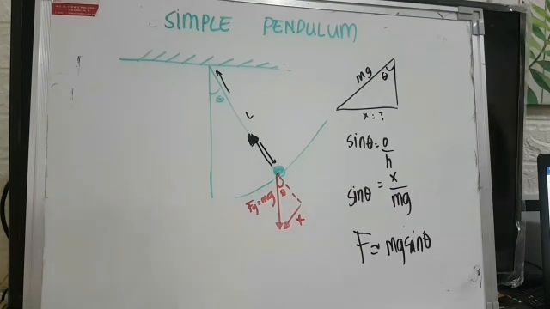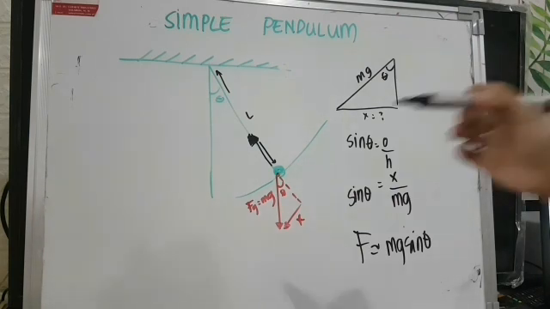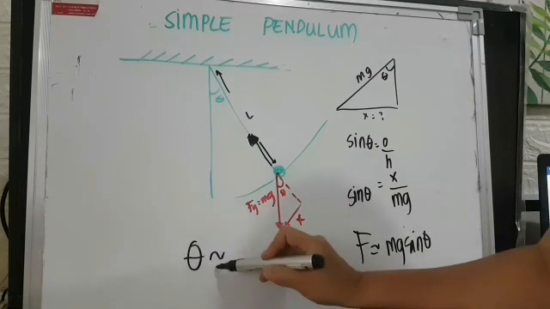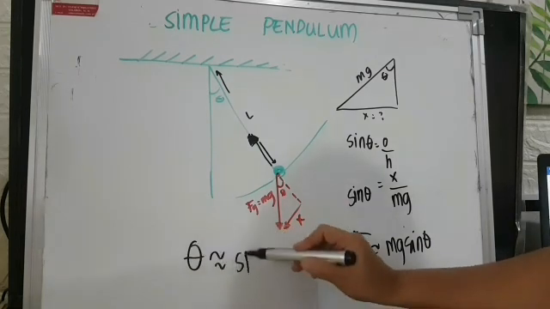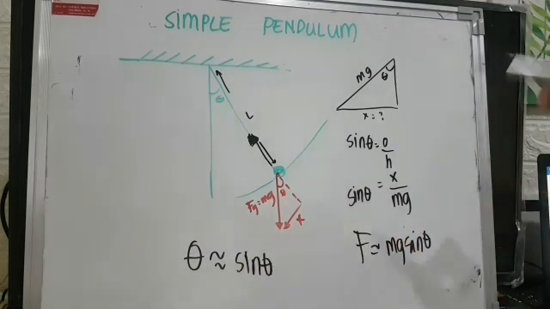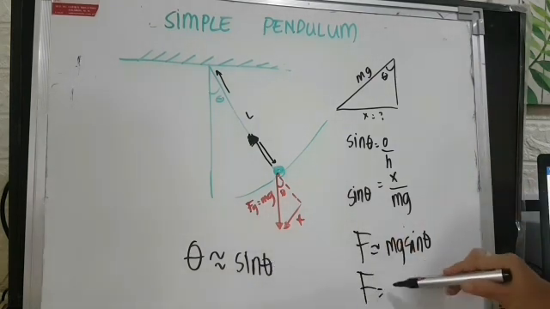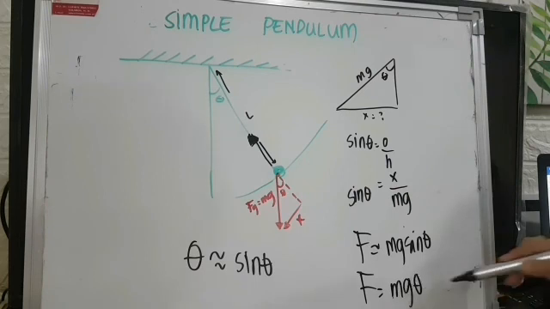Since our displacement is less than 15 degrees, we can now consider that theta is approximately the same as sine theta. So our force could also be expressed as mg theta. There will just be a small difference between theta and sine theta if the angle is less than 15 degrees. And we are going to consider the angle less than 15 degrees so that we can have a simple pendulum. And take note of that, mg theta.